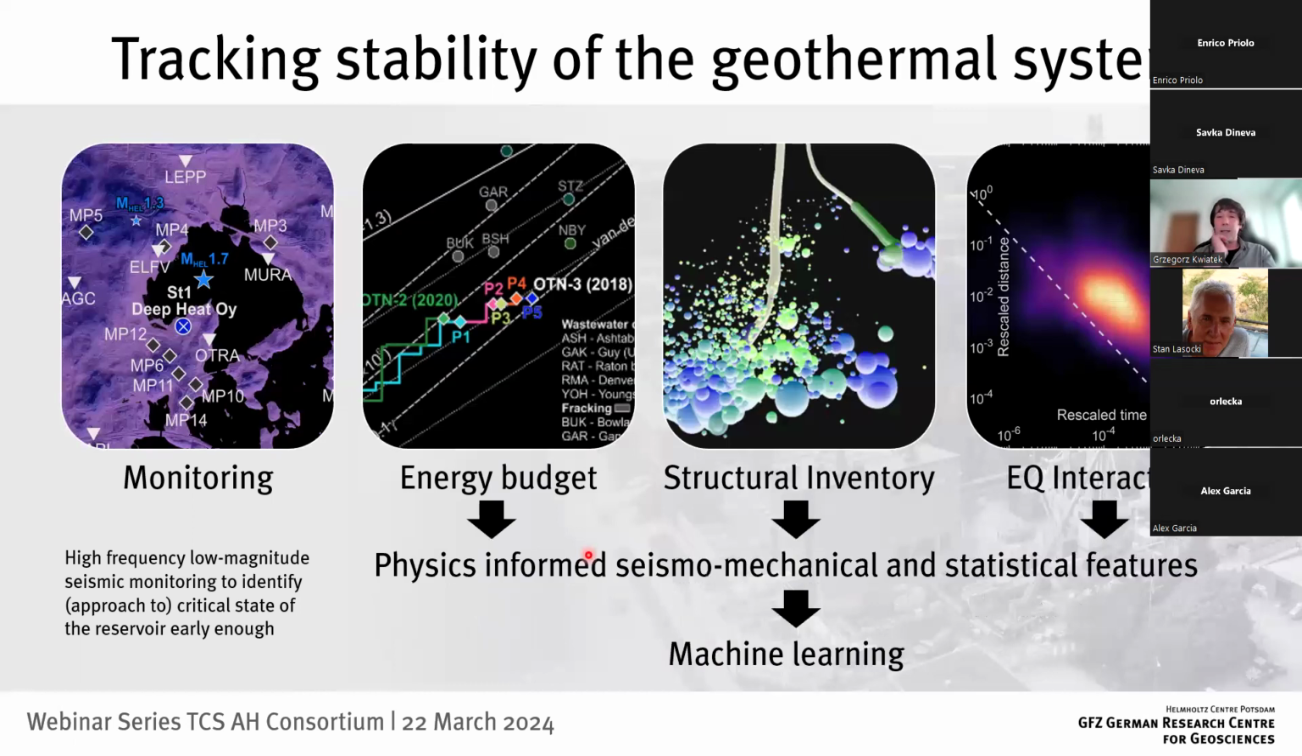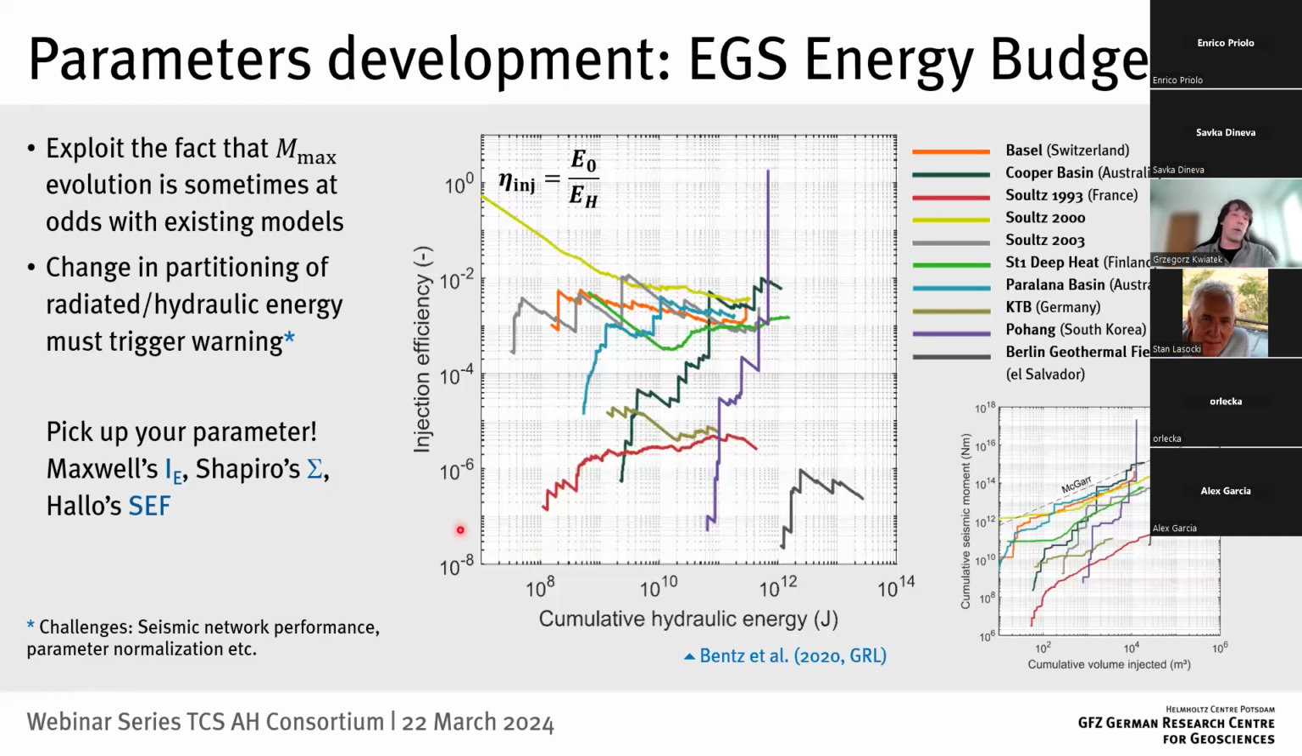I mentioned already that to combine all these various features, we try to implement machine learning here. And I'm going now quickly through the parameters that we want to use. So that's a recap again. First of all, we would like to explore the fact that the evolution of seismic moment and maximum magnitude is at odds with existing models. And that effectively means, this is again the slide from the study of Benz et al., that the partitioning of the radiated to hydraulic energy is changing with time. And this is actually visible for some data sets, like for example, Cooper Basin here or Pohang.